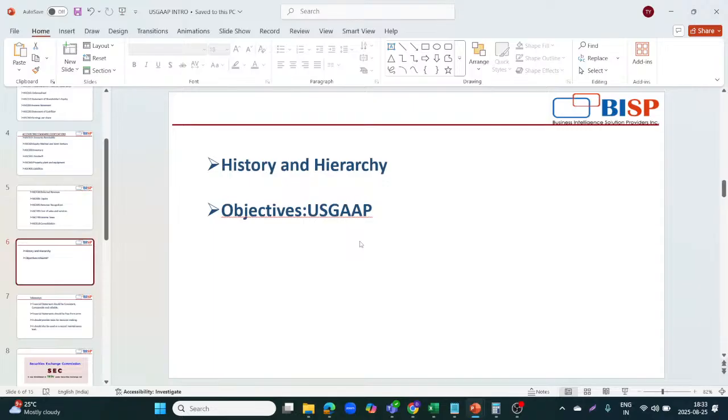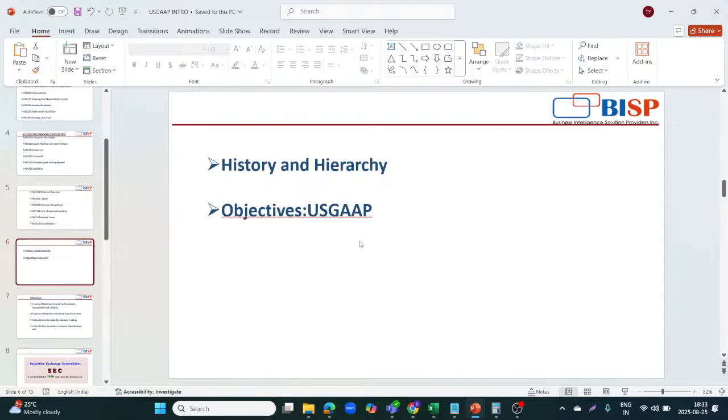So US GAAP refers to accounting principles and rules to prepare, present and report a financial statement for various entities such as publicly traded companies, non-profit organizations and government entities. Now US GAAP, this term is basically confined to the US and abbreviated as US GAAP. But the term GAAP includes the entire accounting industry rather than only the US.